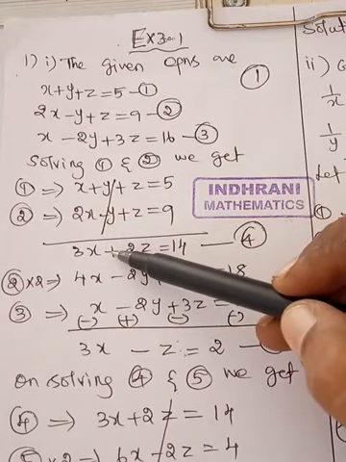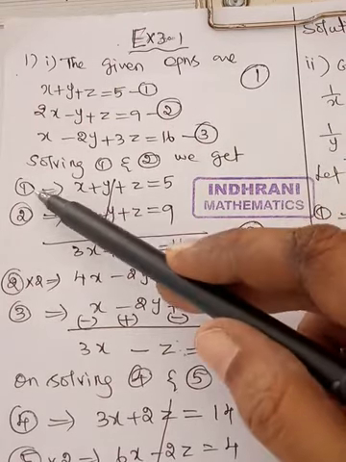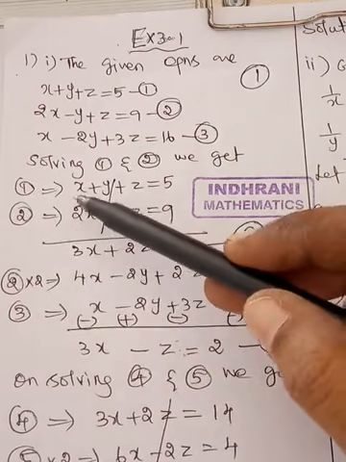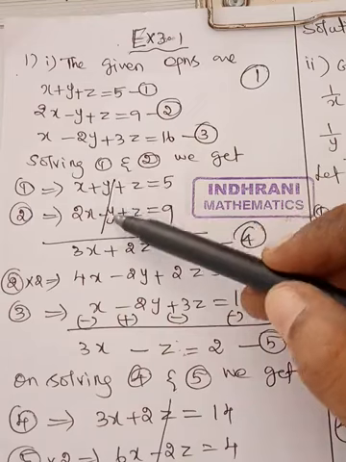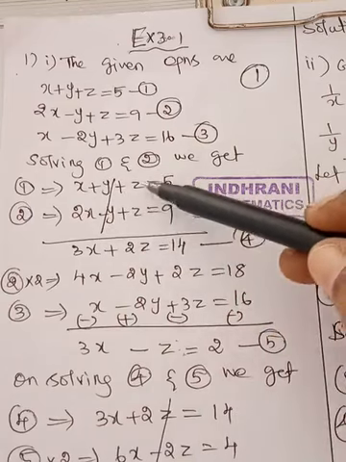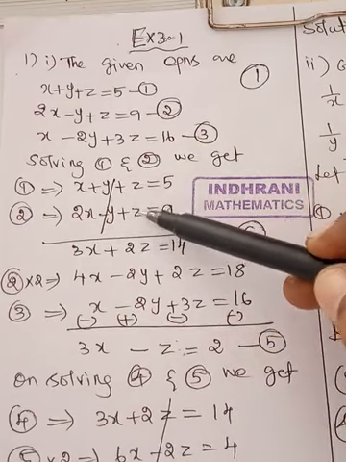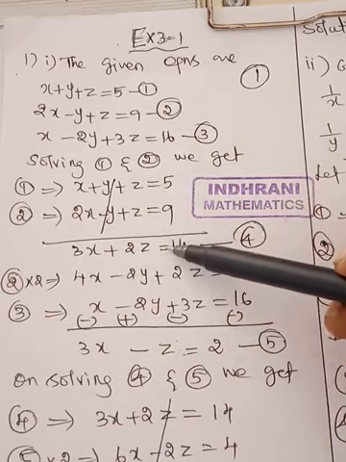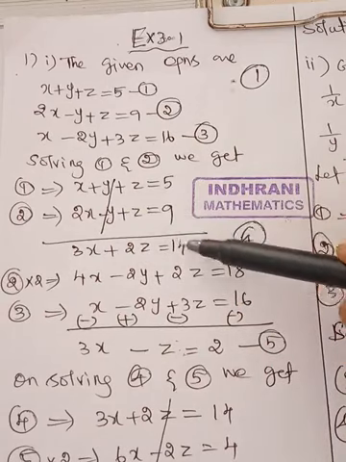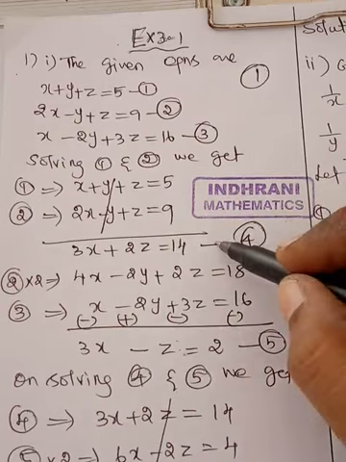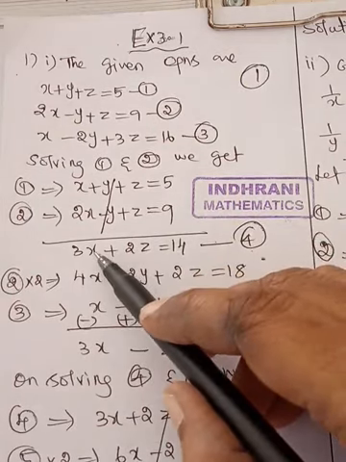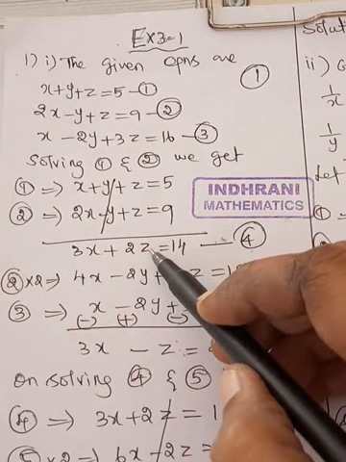Eliminating y is possible only by adding equation 1 and 2. So here x plus 2x becomes 3x. Y is eliminated, that is, we cancelled y. Z plus z, 1z plus 1z becomes 2z. That is equal to 5 plus 9, which is 14. This is equation number 4. This fourth equation is in two variables x and z.